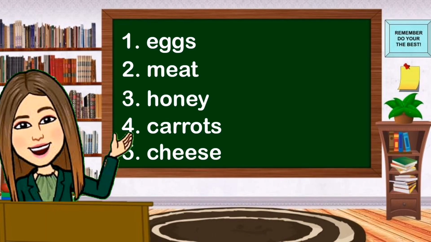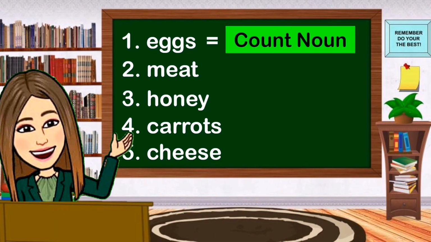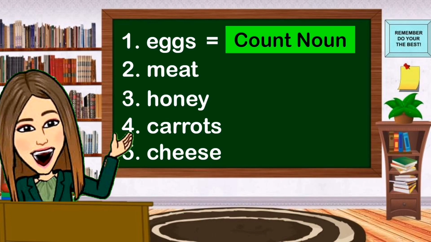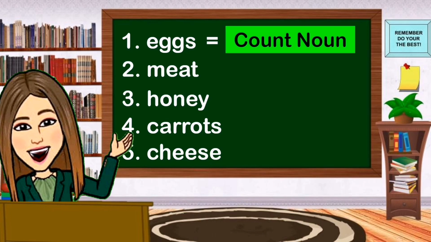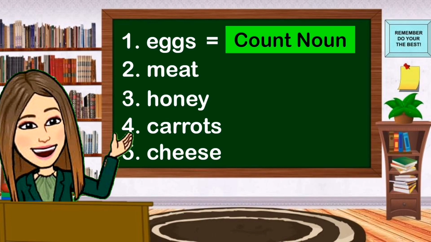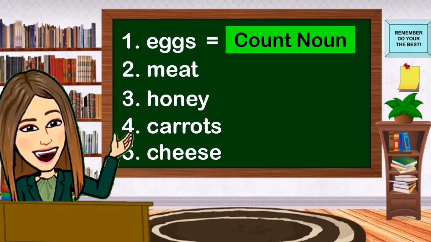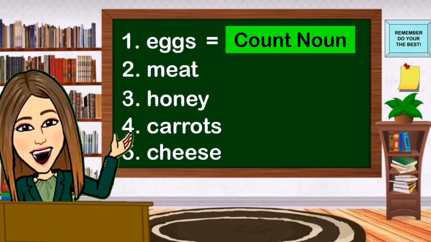Checking time. Be honest in checking your answers. Number 1, eggs. Eggs is a count noun because we can count the eggs one by one. Or your mother usually asks you, how many eggs do you want for breakfast? So kapag sinabi mong 2 itlog, so your mother will only get or cook 2 eggs only.